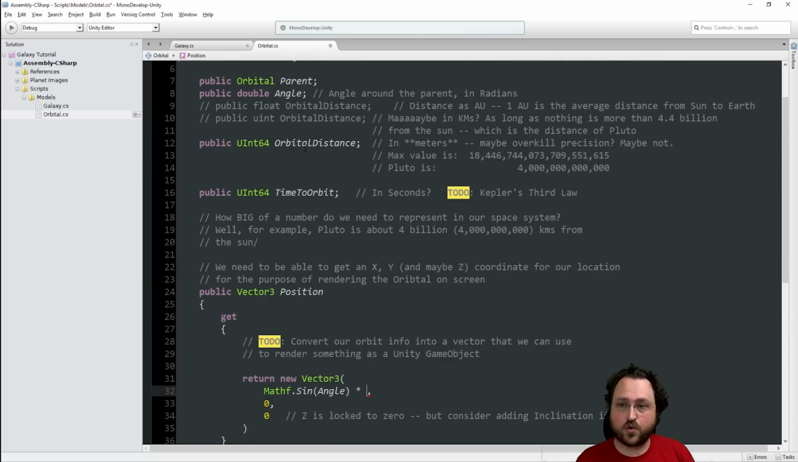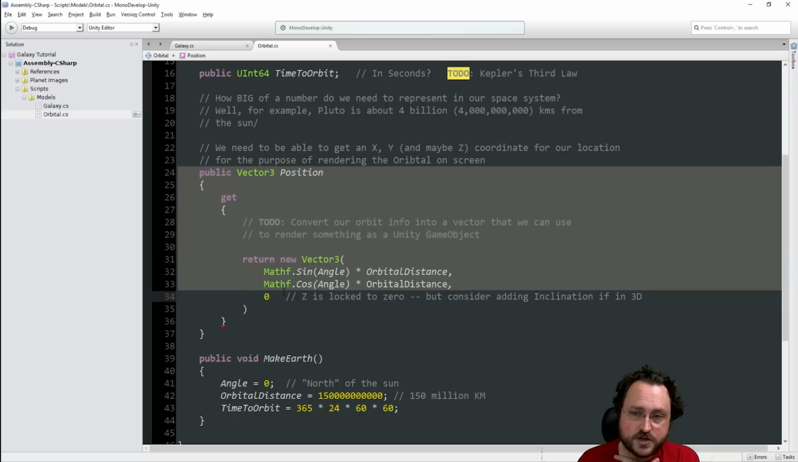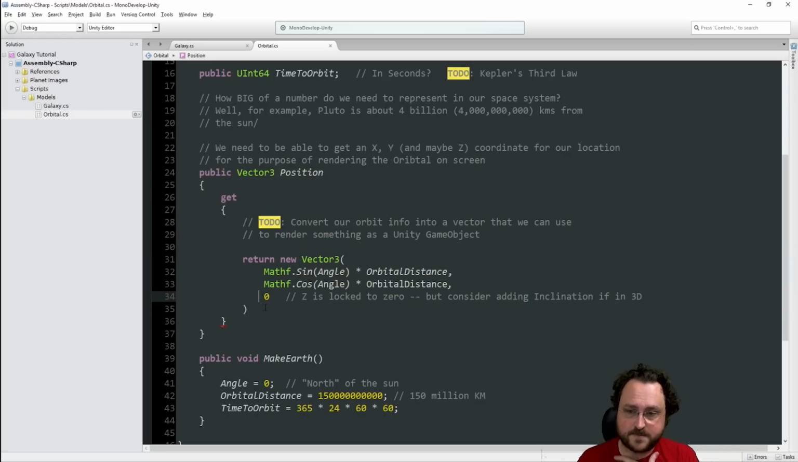So we're going to take our orbital distance and multiply it by that. When we're straight north or straight south, this will return 0. If we're east or west, this will return some positive or negative number. So that's going to be fine. And then for the y component, we're going to do the cosine of exactly the same thing. Now, you are likely going to be reading this position quite frequently when we're updating things.